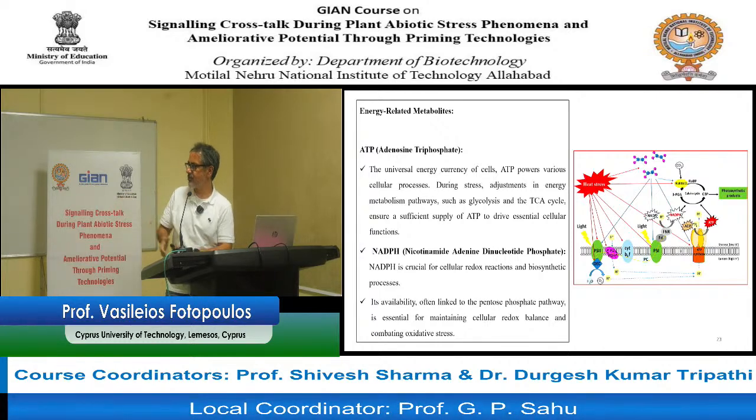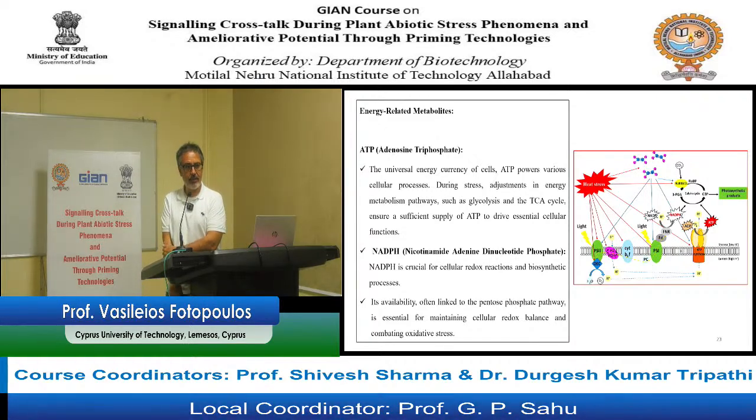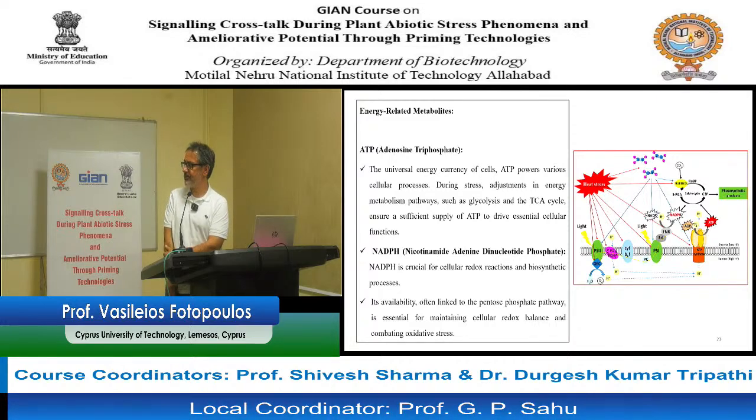And of course, you also have the involvement of nicotinamide adenine dinucleotide phosphate, or NADPH, and it is crucial for many redox reactions, including the light reactions in photosynthesis and biosynthetic processes. Its availability is often linked to the pentose phosphate pathway, which is essential to maintain, again, cellular redox homeostasis and to combat oxidative stress.